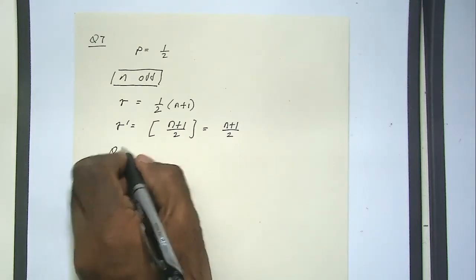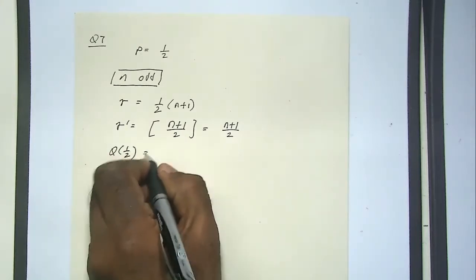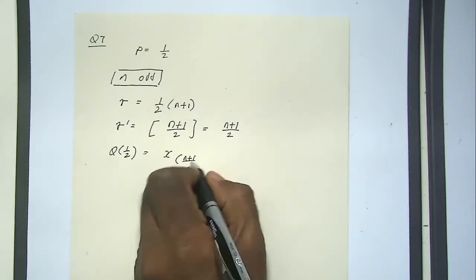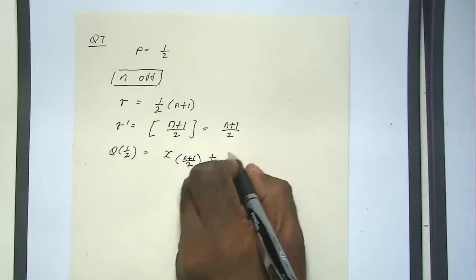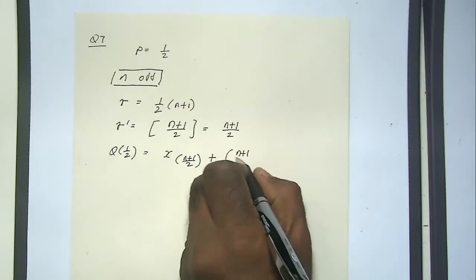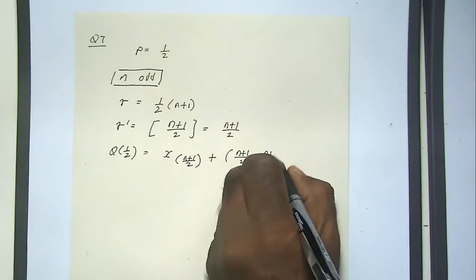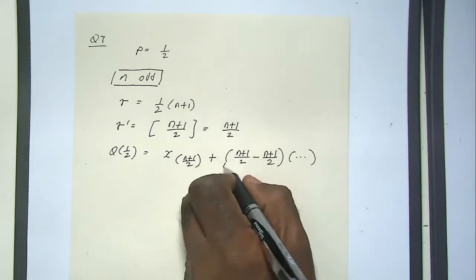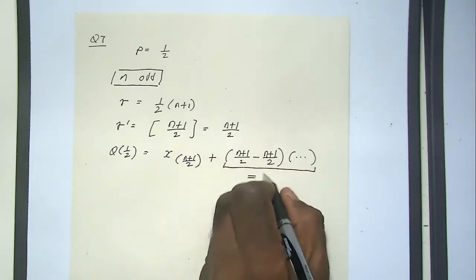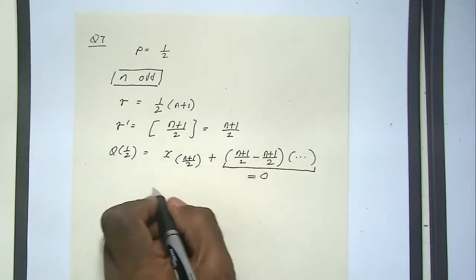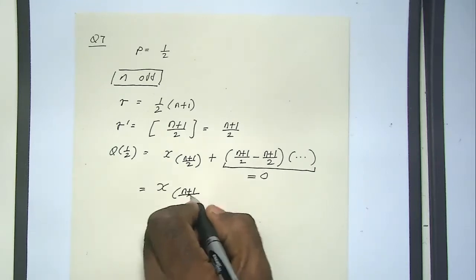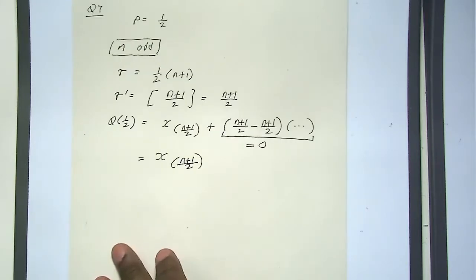So q at half, if you use the formula, will be x of n plus 1 by 2. r is n plus 1 by 2, r prime is n plus 1 by 2. So it's 0, and this whole thing disappears. Alright, so the answer is x of n plus 1 by 2. Right, that's if n is odd.